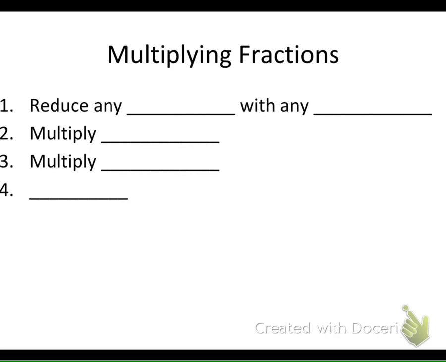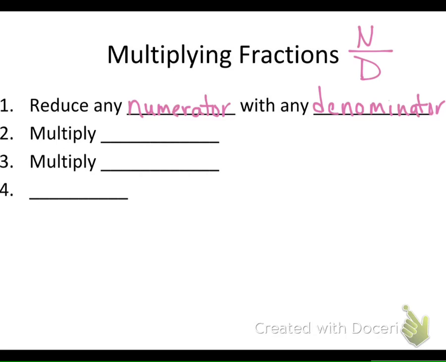So the first step is to reduce any blank with any blank. So when I went through and before I multiplied, what did I try to do? Jalen? I tried to reduce any what with any what? With any? Yeah, so you can try to reduce any numerator with any denominator. Now remember, when you're dealing with fractions, the numerator is your top number, the denominator is your bottom number.